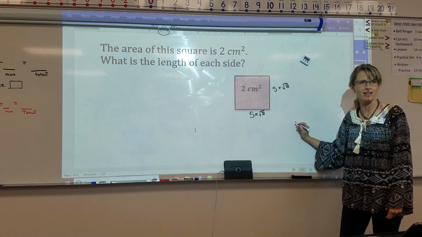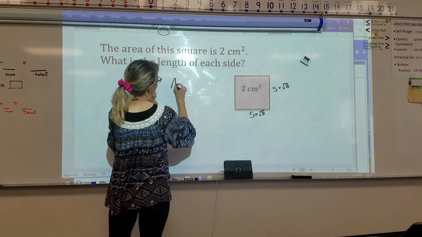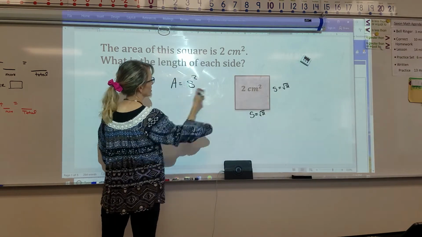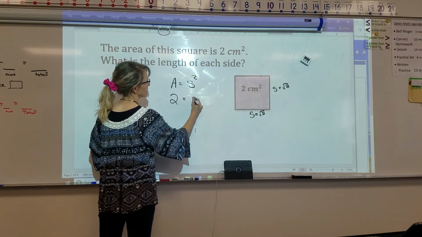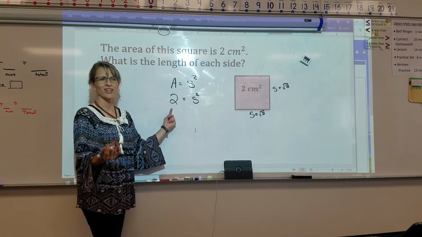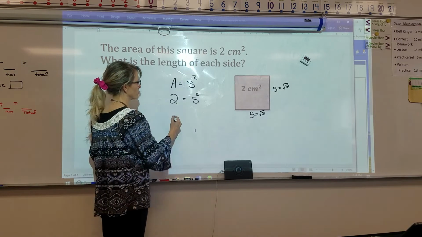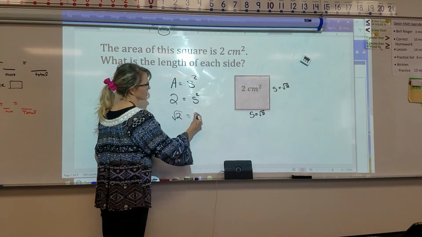Yes, you can. So in other words, let's look at the math. Area equals side length squared. Well, we know the area is 2. So some number squared equals 2. How do we find that number? You take the square root. You do the inverse operation. So we're going to square root 2 to get our side length.